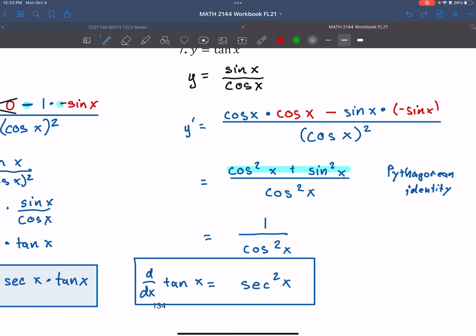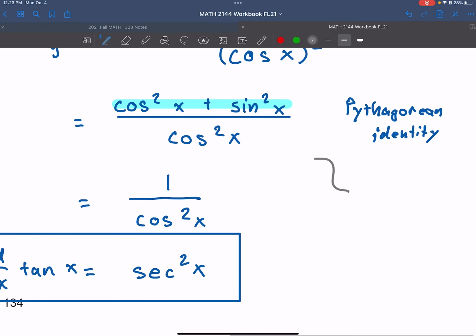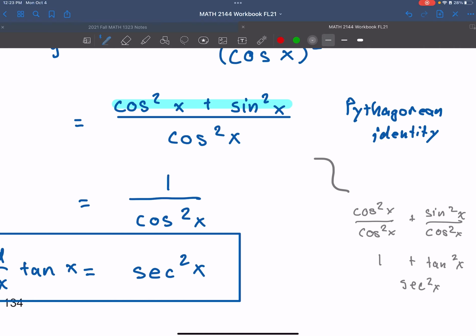What the work would actually be, maybe let me do it off to the side just for reference. You would have to do cosine squared of x over cosine squared of x plus sine squared of x over cosine squared of x. And if you continue this thought process, you would have 1 plus tangent squared of x, which is still secant squared of x. So notice again, this would just be another form of the Pythagorean identity right there. So that's the thing to watch out for. When you cancel, you don't get rid of them, it reduces to 1.